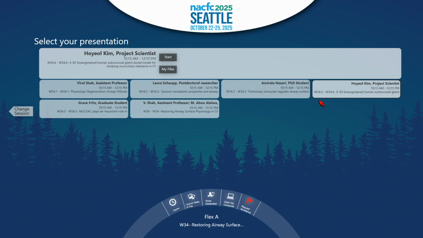Okay, our next speaker, my great honor to introduce Hyol Kim from Cedars-Sinai Medical Center. We'll be talking about a 3D bioengineered human submucosal gland ductal model for studying mucociliary clearance in CF.